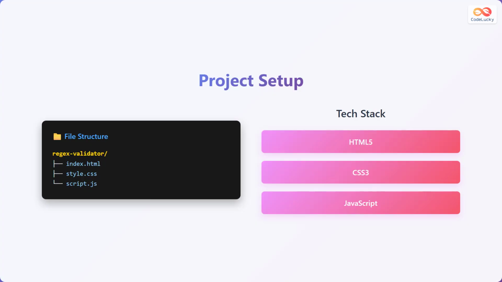Here's how we'll structure our project. We'll have a root folder named Regex Validator. Inside, we'll have 3 files: index.html, which will contain the structure of our web page, style.css, where we'll define the styles to make our tool look good, and script.js, which will hold the JavaScript code that makes our tool interactive and functional. We are using HTML5 for structuring the content, CSS3 for styling, and JavaScript for adding interactivity.